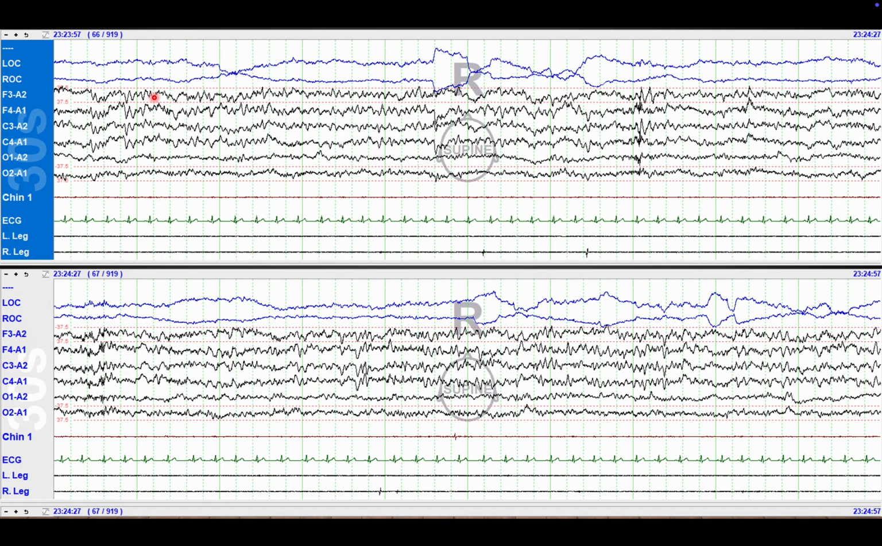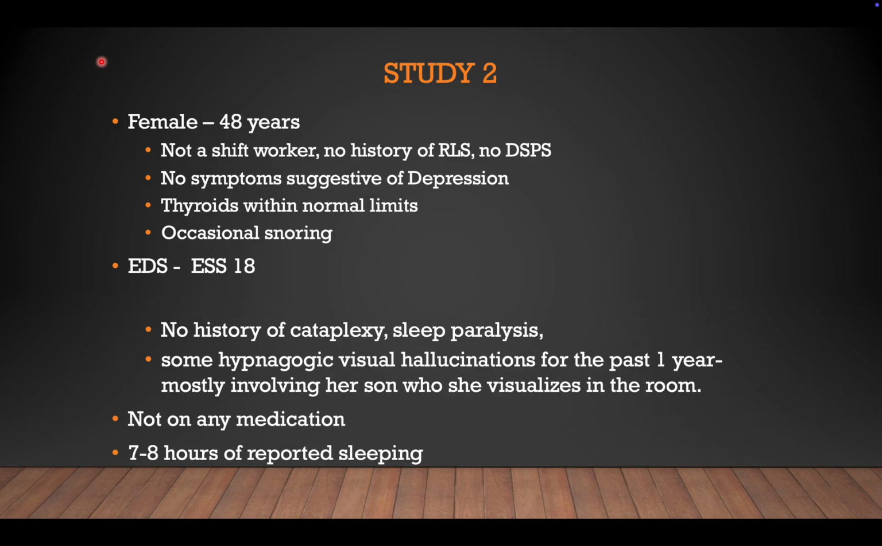And you can see the epoch number 66, classic rapid eye movement, and 67 also. So just to show you how quickly this patient went into SOREM, or sleep onset REM period.